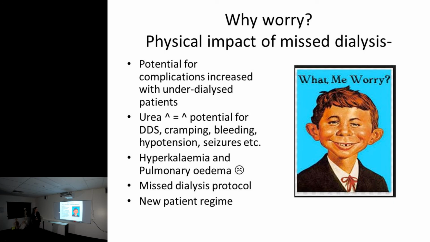So why do we worry? There's a potential for complications that's increased with underdialysed patients. Once your urea's up, you get an increased potential for DDS, for cramping, for bleeding, for hypertension, for seizures, and all sorts of fun stuff like that. The big concerns are hyperkalemia and pulmonary edema. So, fluid goes to the lungs and people can't breathe because that's one of your spaces that fill up when you can't void. And hyperkalemia, high potassiums lead to arrhythmias that can put you into cardiac arrest.